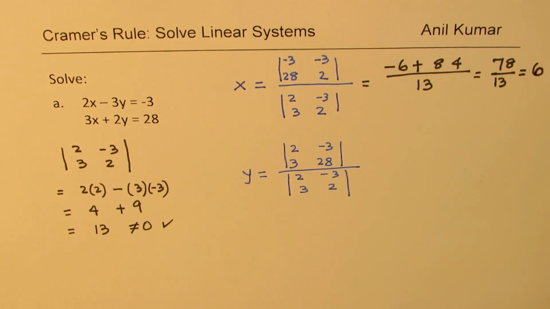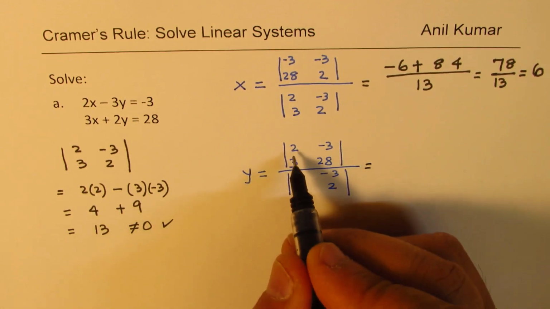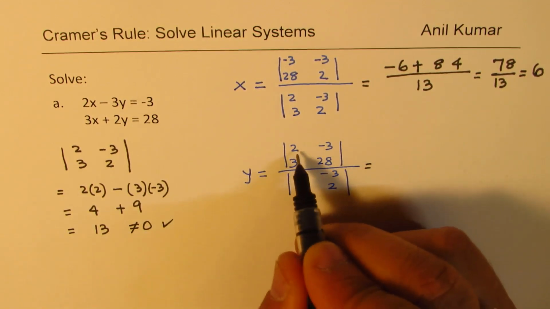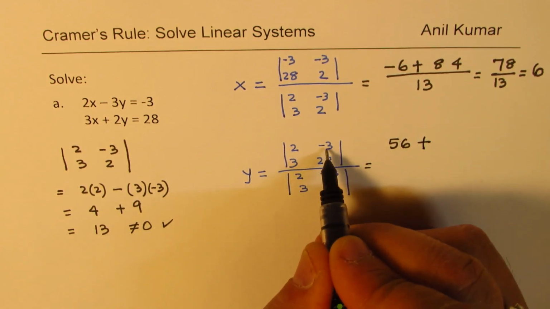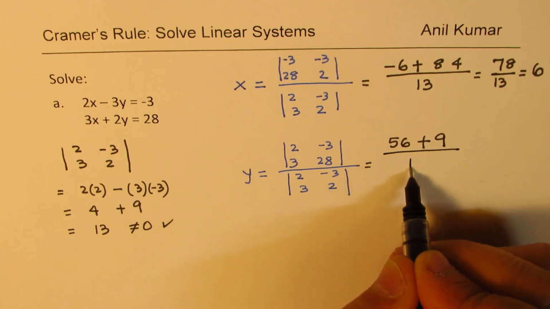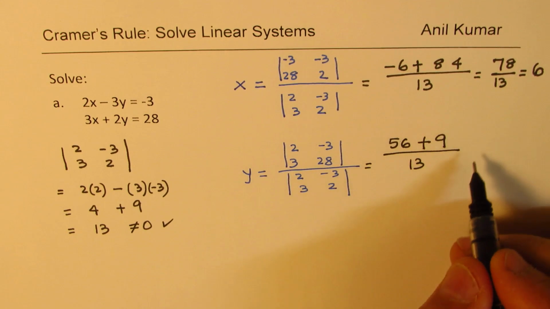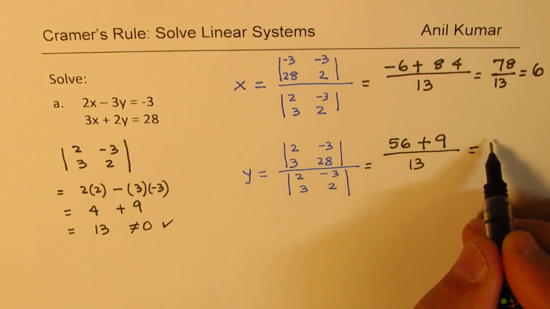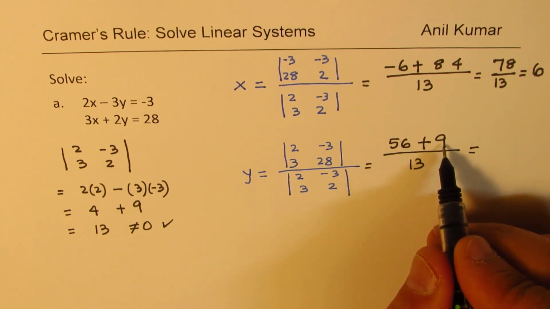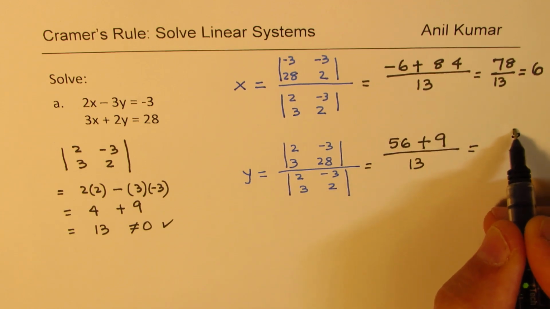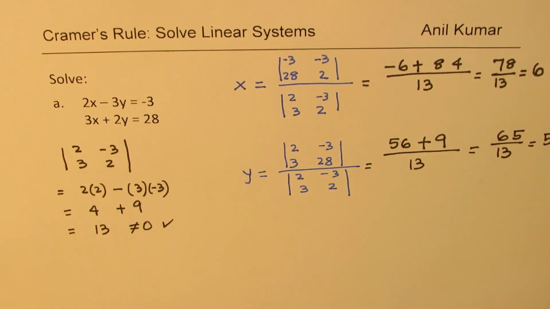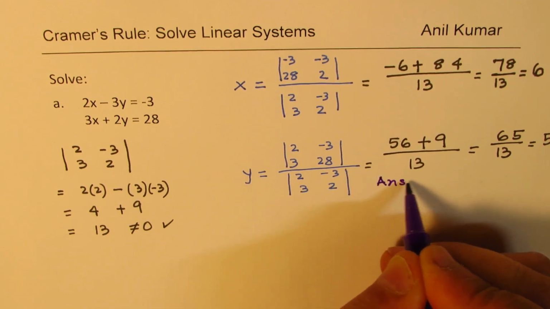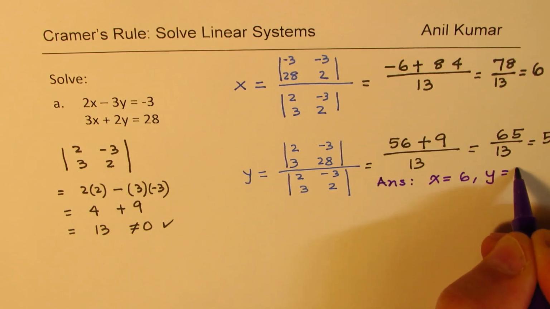Perfect. See how simple, straightforward it is? Any problems? No. Now let's do the y value, 2 times 28. So 8 times 2 is 16, 1, 56. Okay. Take away this value. It becomes positive since 3 is negative, 9. And then we have to divide by the number 13, which we found for the denominator. Good. Now when you add them up, 56 plus 9 gives you 65, and 65 divided by 13 gives you a value of 5. Perfect. So we get a solution, and the solution is clearly that x is 6 and y is 5, right? So our answer here is x equals 6 and y equals 5.